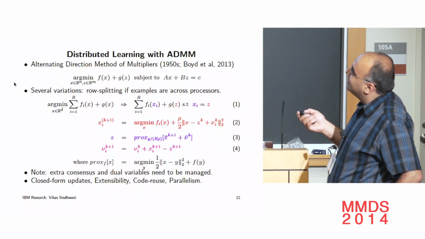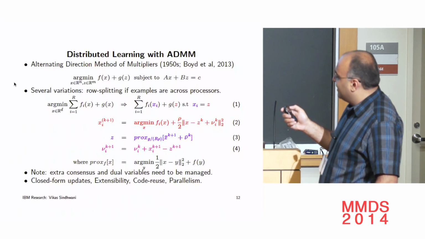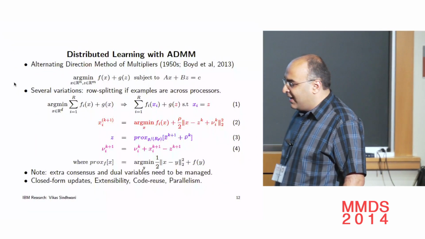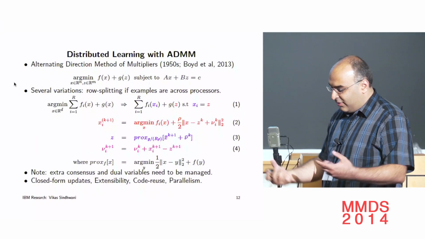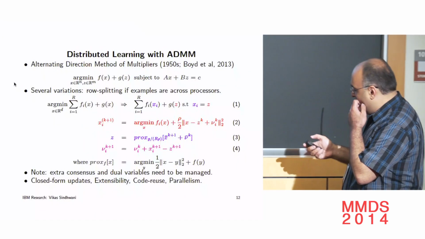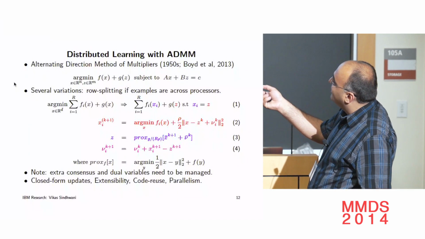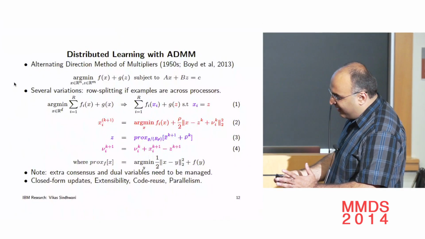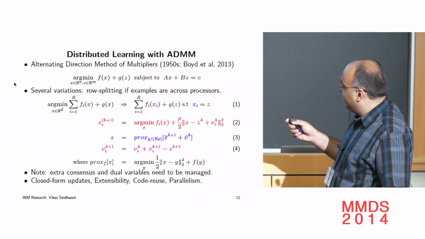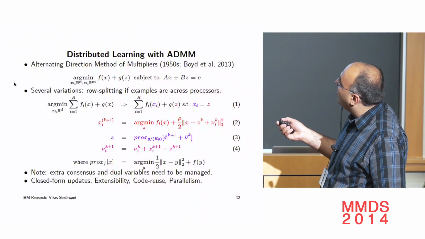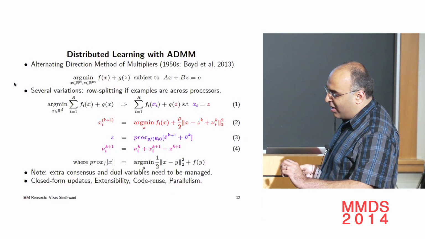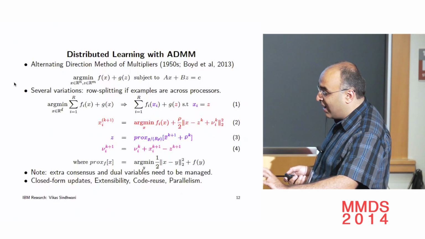Now there are many variations of ADMM, and the most pertinent for machine learning is this row splitting variant, where your data is distributed by rows. So every row is an example across a collection of nodes. Let's imagine that f is a sum of loss functions evaluated on the training data, and g of z is some regularizer. Then what ADMM would do to transform this problem: f sub i is the loss evaluated on the ith block of data sitting on node i, processor i.